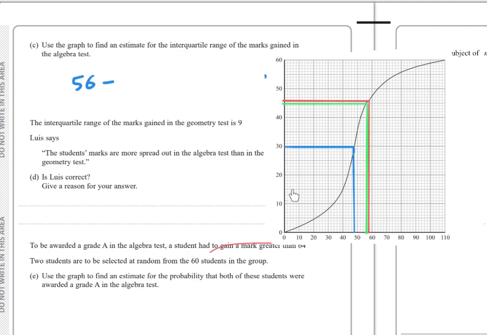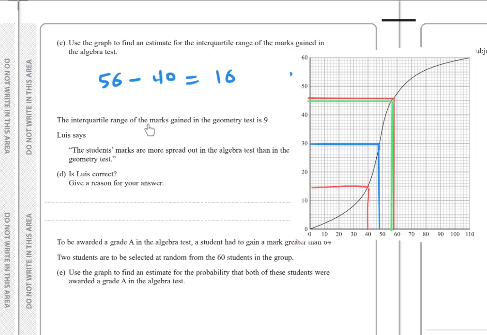Now to find the lower quartile, 1 over 4 multiply 60, which is 15. Now start from 15, draw a horizontal line till you reach the curve. The corresponding value on the x-axis is 40. So 56 minus 40 equals 16.